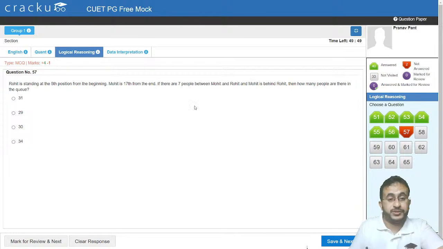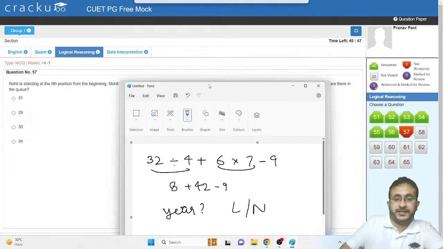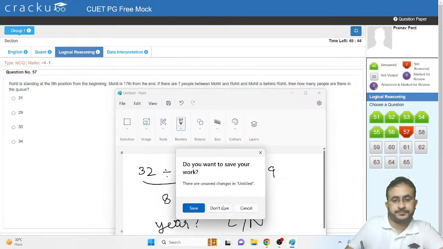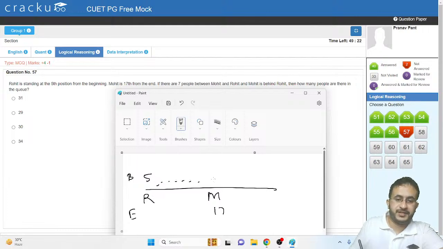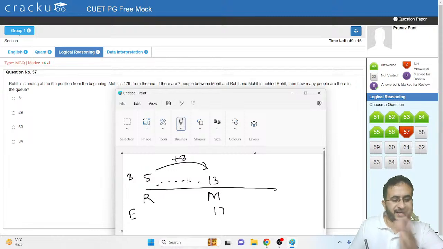Rohit is standing at 5th position from the beginning. Mohit is 17th from the end. Okay, so we need to make a line like this: Rohit, Mohit. Rohit is 5th from the beginning, so beginning and end. Mohit is 17th from the end. There are 7 people between Mohit and Rohit. So 7 people in between: 1, 2, 3, 4, 5, 6, 7. So add 8 to this. Mohit will be 13th from the front, right? 7 people and then the 8th person.